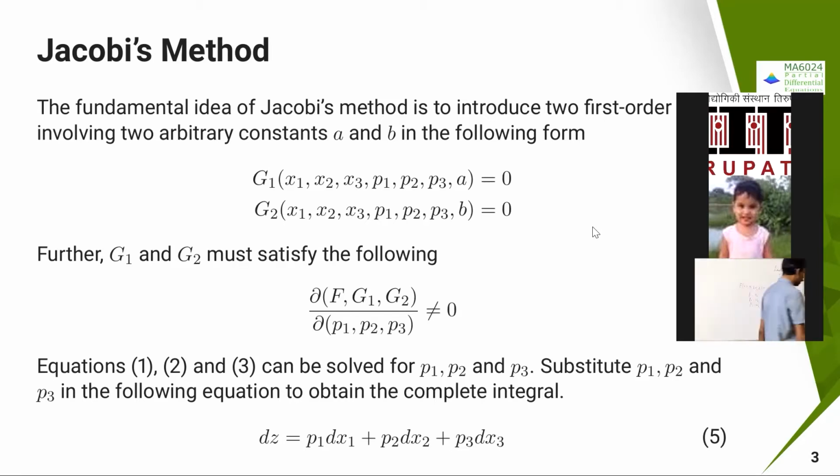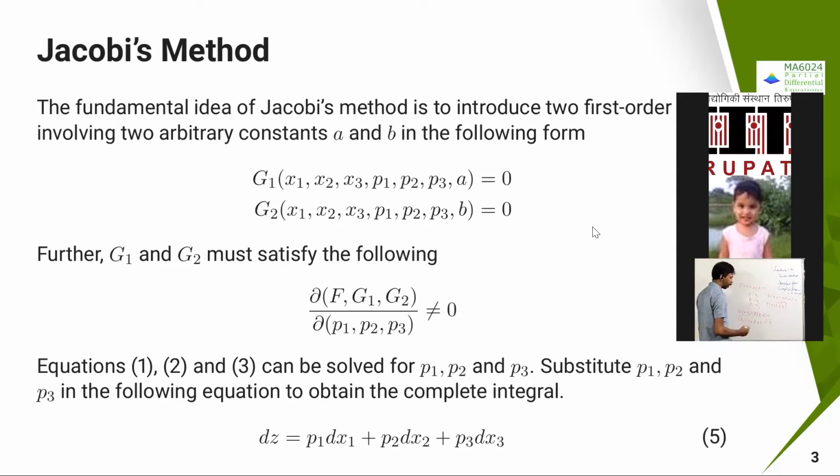So the fundamental idea of the Jacobi method is as follows. You are going to introduce two arbitrary functions. One is called g1 of x1, x2, x3, p1, p2, p3, with some arbitrary constant a, equal to 0, and then g2 of the same kind, x1, x2, x3, p1, p2, p3, with b, equal to 0. So these two arbitrary functions are what I'm going to involve.